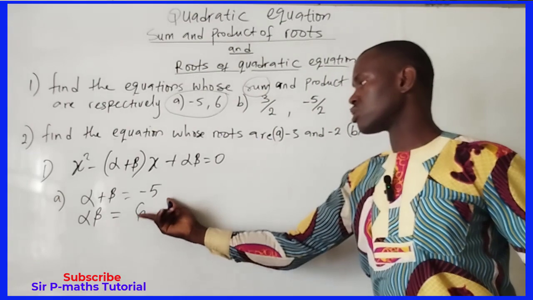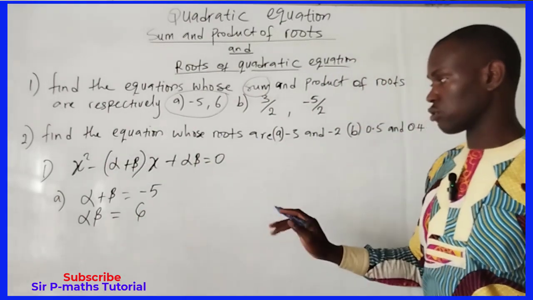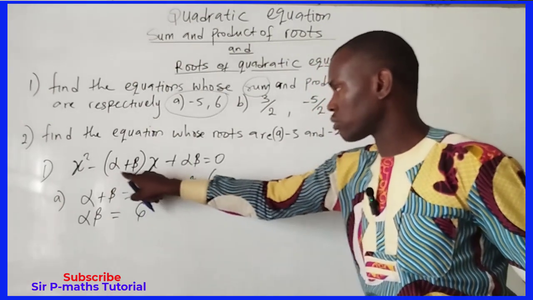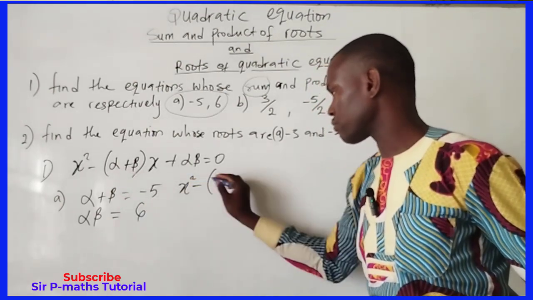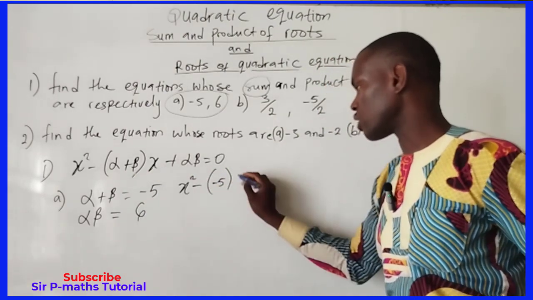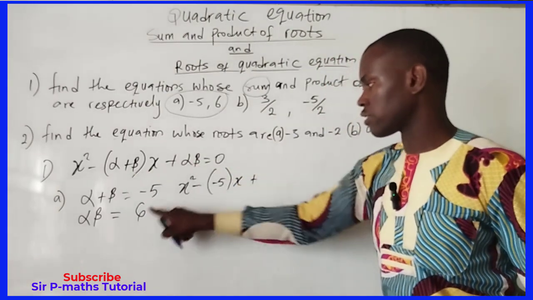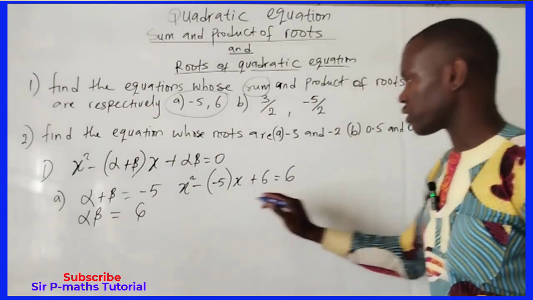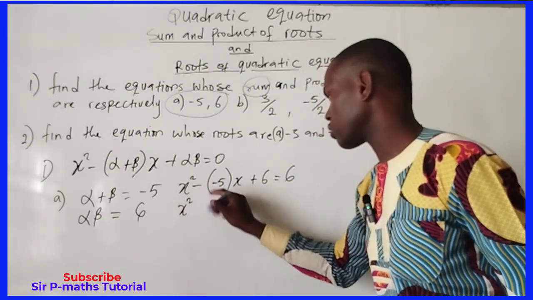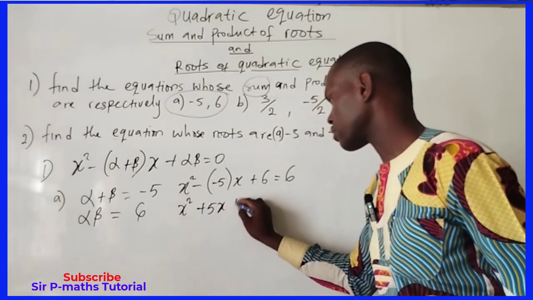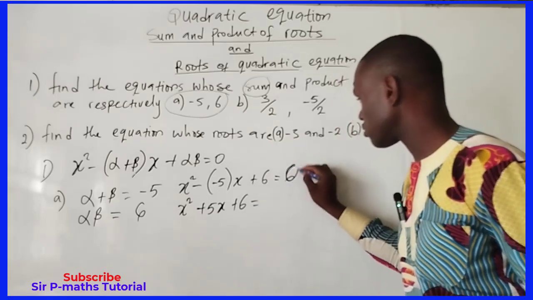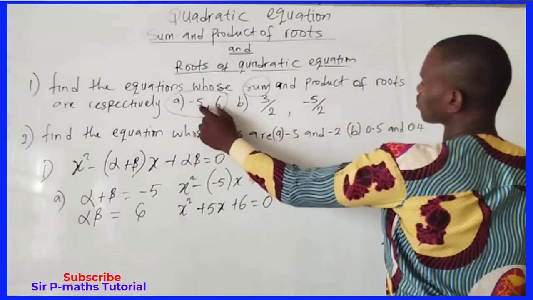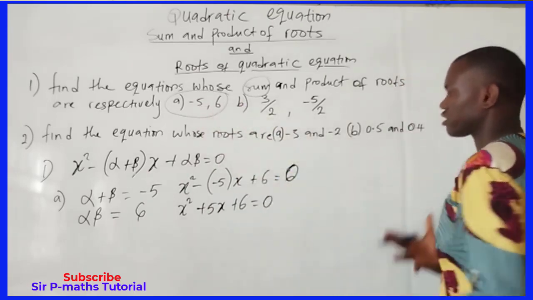The next thing I'll do is to put these two factors in this equation, and that is all. All right, so I'll have x squared minus my sum, alpha plus beta, is minus 5, minus 5, then put your x, plus alpha beta, which is 6, to be equal to 0. Then let us open the brackets. I will have x squared, minus times minus will give me plus 5x plus 6 equal to 0. So this is the equation whose sum and product are minus 5 and 6 respectively.